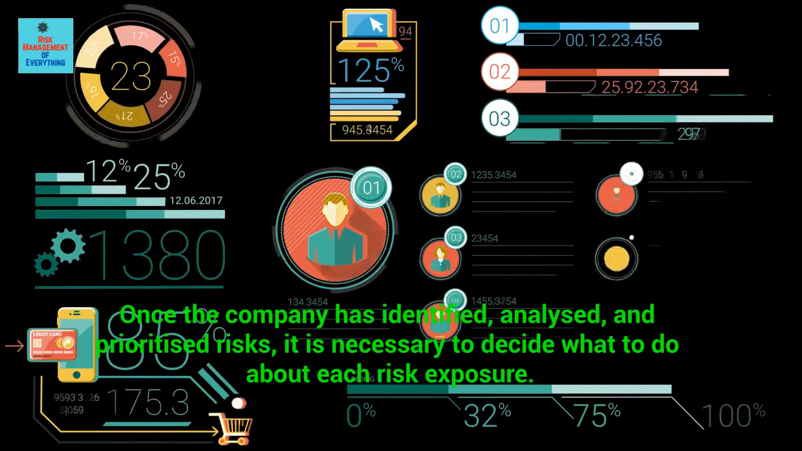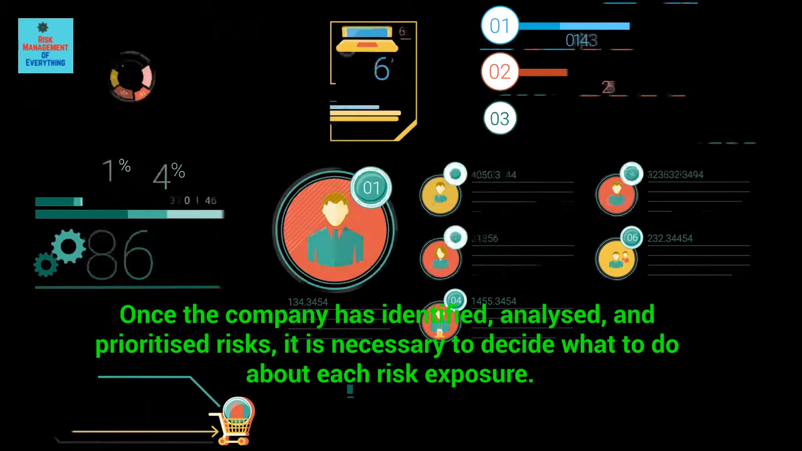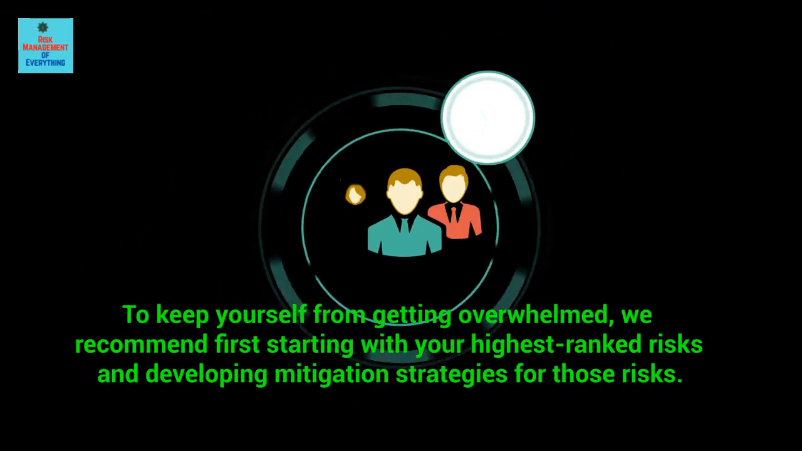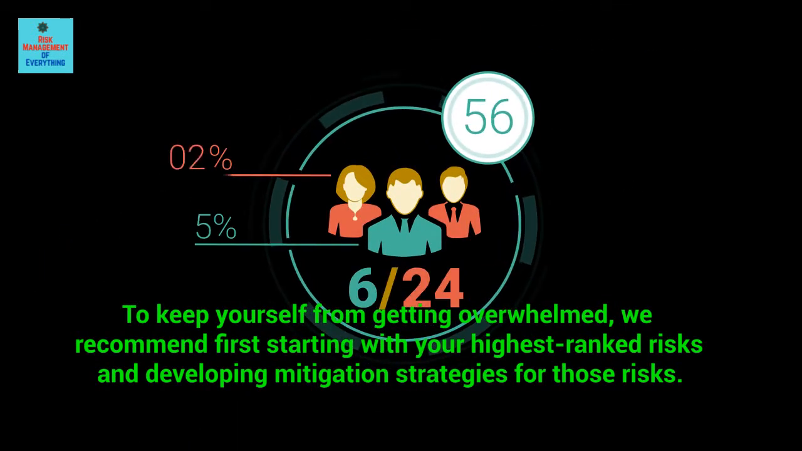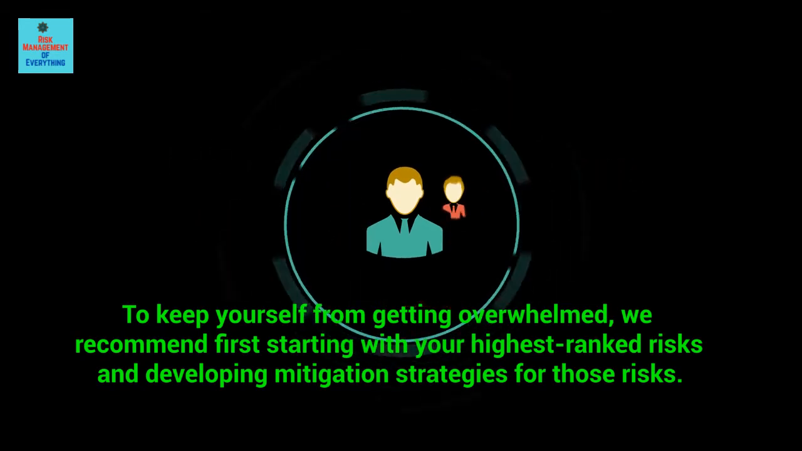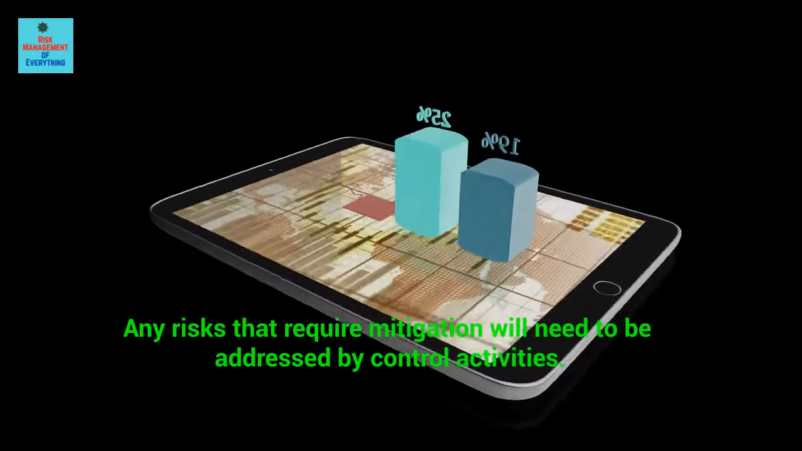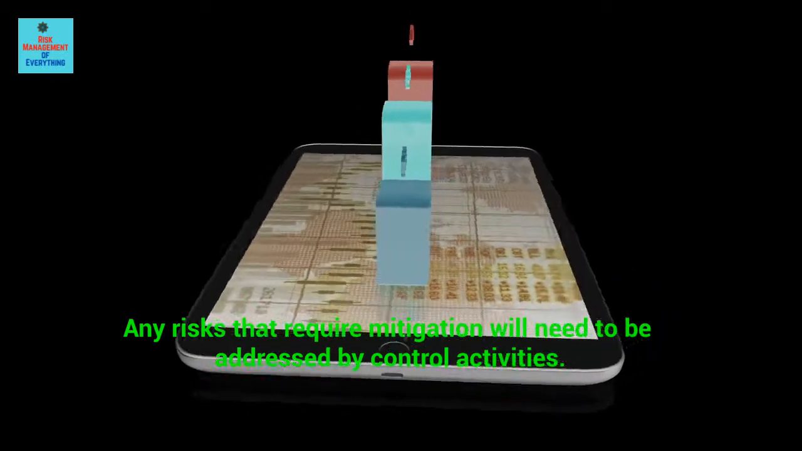Once the company has identified, analyzed, and prioritized risks, it is necessary to decide what to do about each risk exposure. To keep yourself from getting overwhelmed, we recommend first starting with your highest ranked risks and developing mitigation strategies for those risks. Any risks that require mitigation will need to be addressed by control activities.